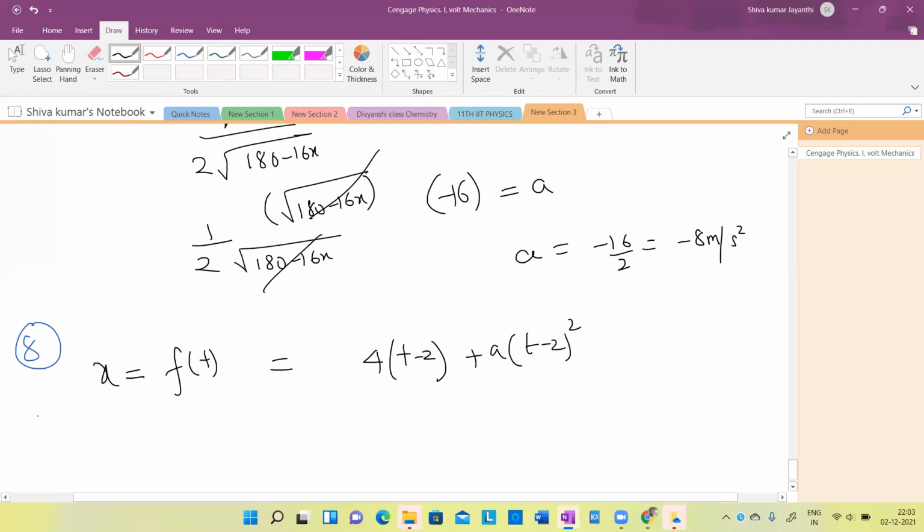We don't know that, so we have to find the velocity. Velocity is v equal to dx by dt, at t equal to 0, so we have to check that. Differentiate this. What do you get? 1 into 1 minus 0 plus a into 2 into (t minus 2) into 1. Did you understand what I did?